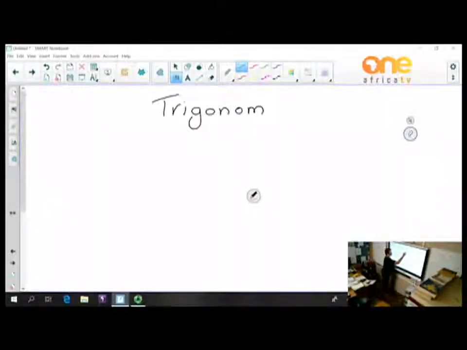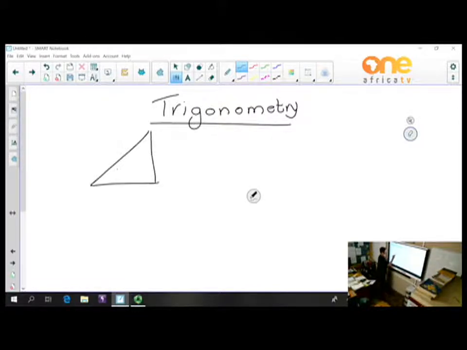I'm only going to do the introduction today, and for the first exam paper, we're just going to do the introduction with right-angled triangles. So this is a right-angled triangle. There's theta, and we label this then as the opposite side, the hypotenuse.